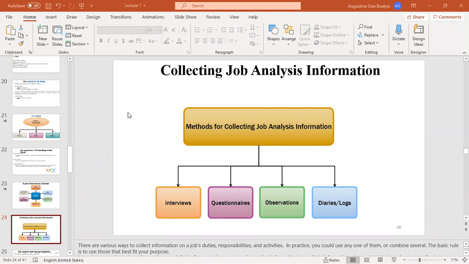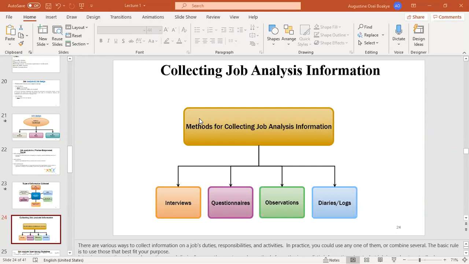And there are a number of them, but at this level, I'm going to introduce you to just 4. Now, the trick is very, very simple. The 4 methods you are seeing on my screen now are not totally different from what you've been taught in your research methods class, except that now I'll be going into its nuances to demonstrate how the HR manager must use it to gather job analysis information.